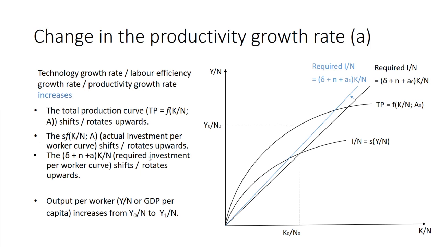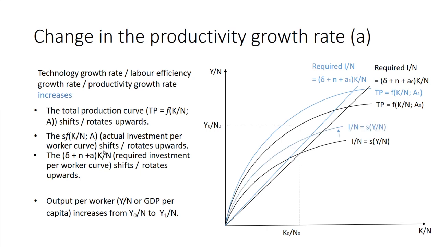Then the next shift will be a shift of the total production. Total production is a function of your capital labor ratio as well as your technology. So this change in technology shifts your total production curve to the left as well.